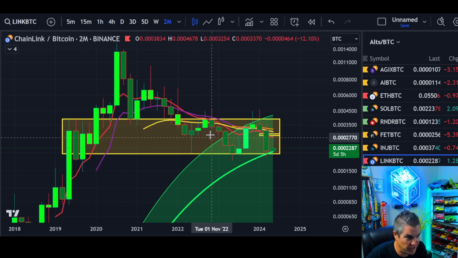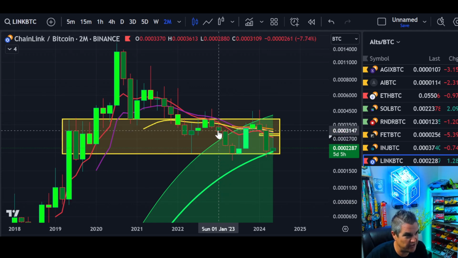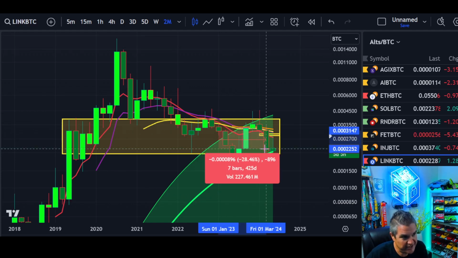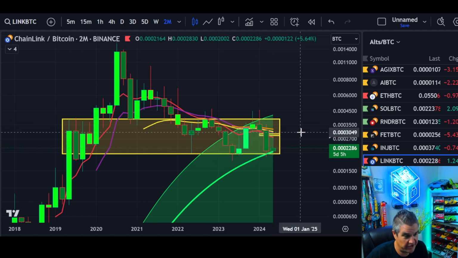Now, is Chainlink doing well in this bull run? Well, I'm glad you asked again. Let's look at the start. The start of the bull run was right here, right? 2023. Chainlink is still at a loss against Bitcoin, about 25, 26% as of right now. That's better than the mini coins. Not better than all. Some are up.